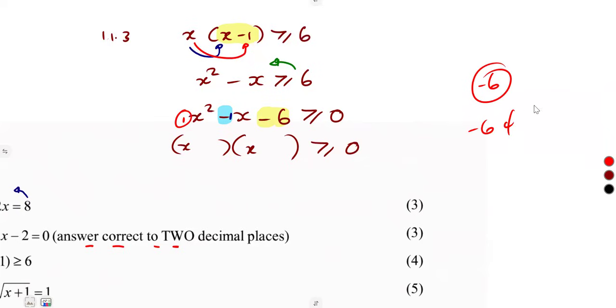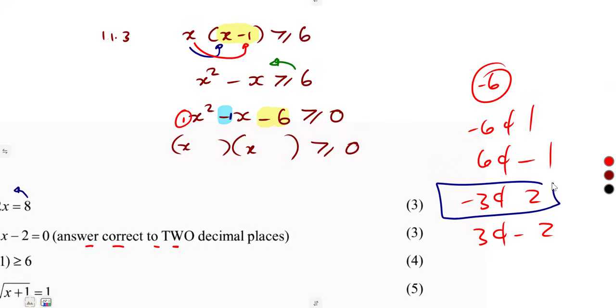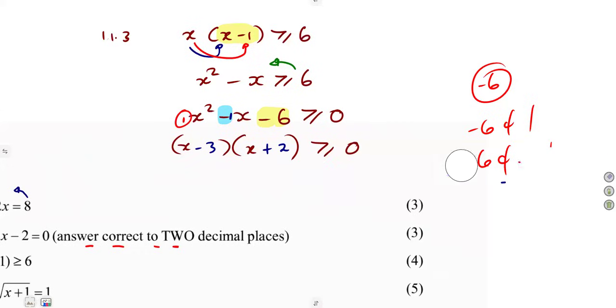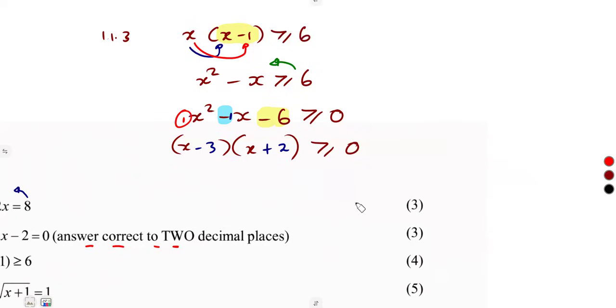We've got -6 and 1, 6 and -1, -3 and 2, 3 and -2. So which of these factors, when we add, are going to give us -1? This is occurring between these two. -3 plus 2 is what? -1. So that's a -3 and a +2. So this will give us the critical values now.